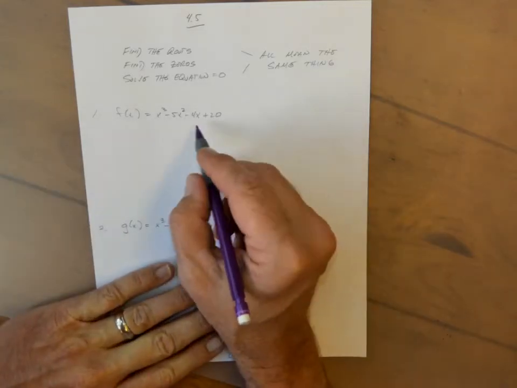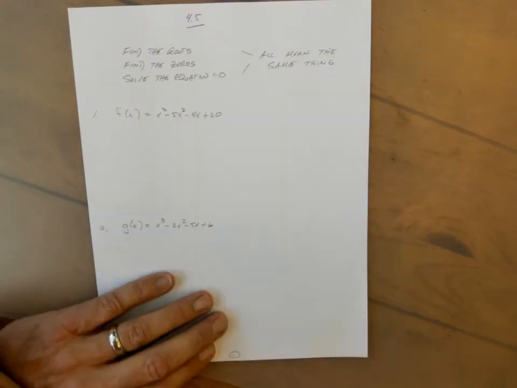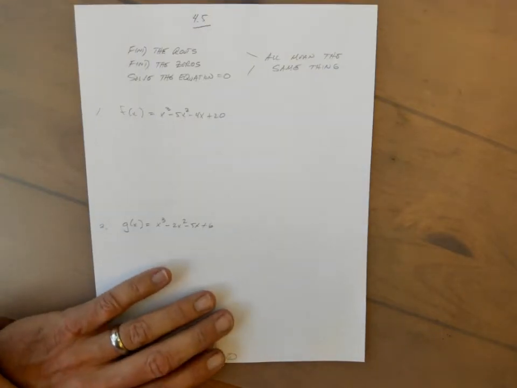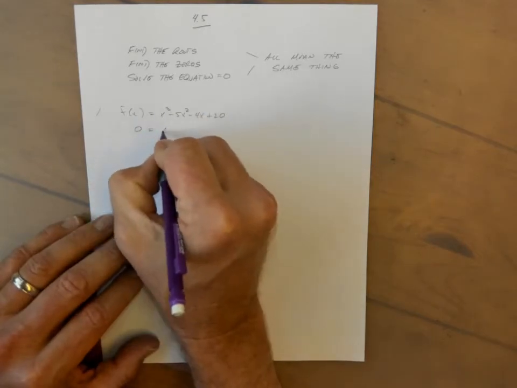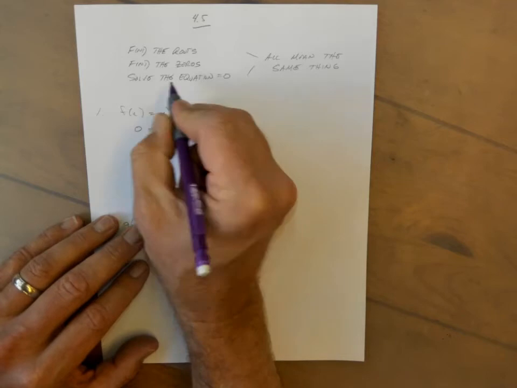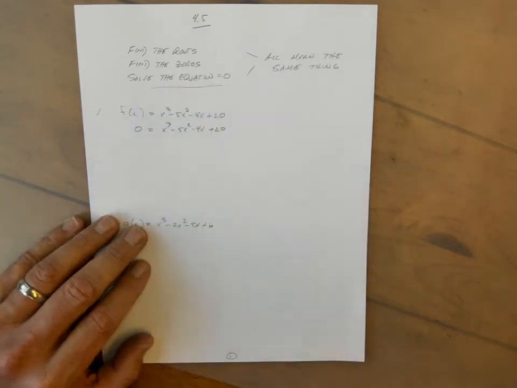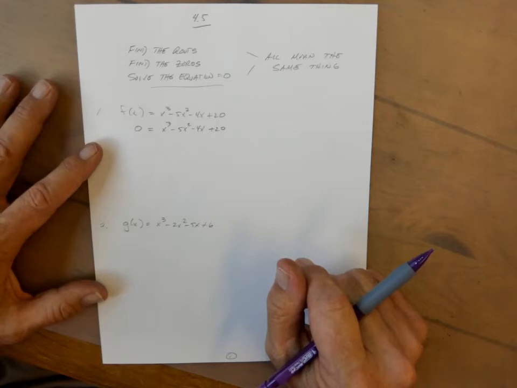So we're going to first look at f of x equals x cubed minus 5x squared minus 4x plus 20. We're going to find the roots or the zeros. So we're going to set it equal to 0. So you see that this is exactly the same problem as saying solve that equation. Now, anytime I can factor, that's always going to be my first choice.